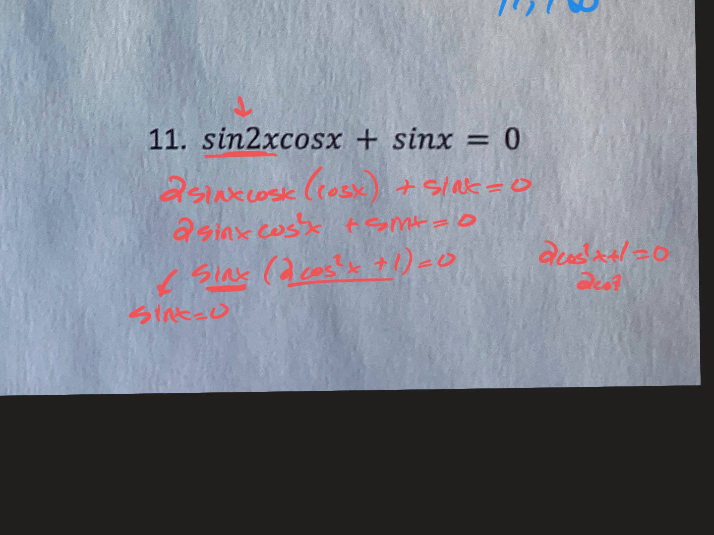Move that 1 over, make it -1. Divide by 2. And then I'm going to take the square root. Oh, by the way, you can't take the square root of a negative number. So you know what? Don't have to worry about that. So where is sine 0? Sine is 0 at 0, and also pi. 0 is 0 degrees. Pi is 180 degrees. There you have it.